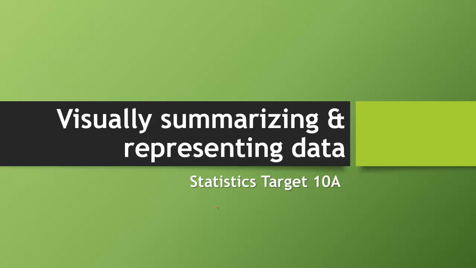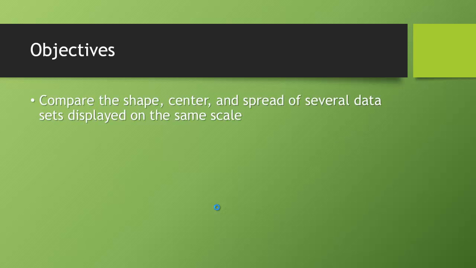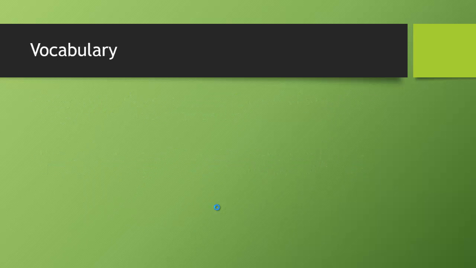All right, so this is statistics now that we're going into, and this is target 10A, visually summarizing and representing data. Your objectives for this particular section are to compare the shape, center, and spread of several data sets displayed on the same scale, and to understand the definitions of box and whisker plot, 5-number summary, mean, median, mode, and outlier. Let's start with the vocabulary, and there's quite a bit of it. I do want you to make sure that you write this down in your notes because it is important to know what I'm talking about.